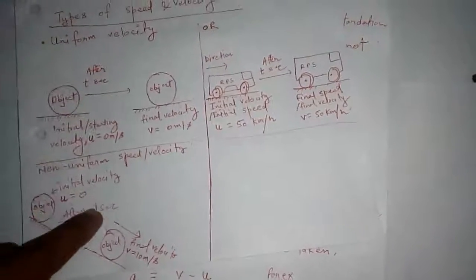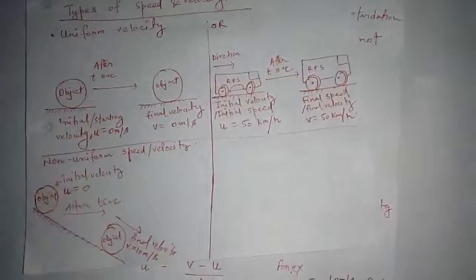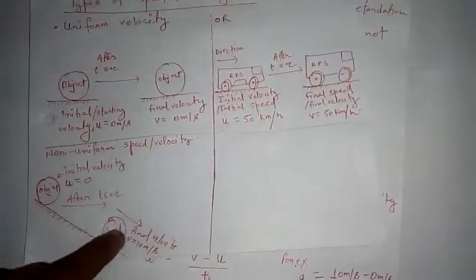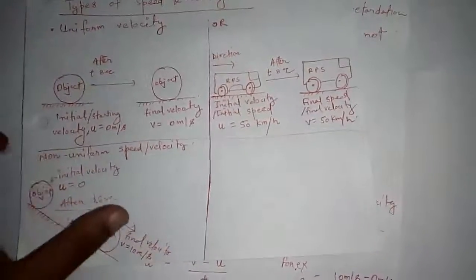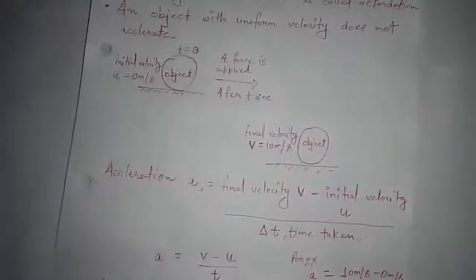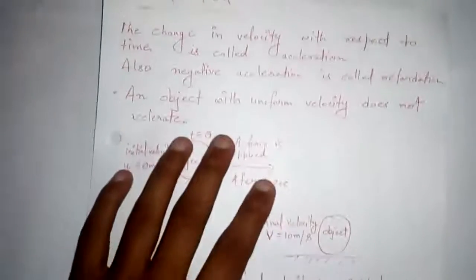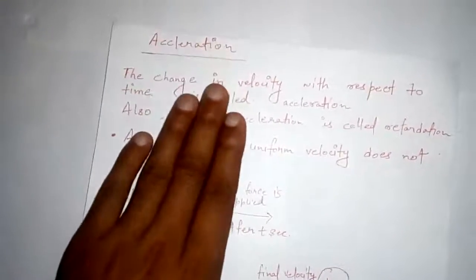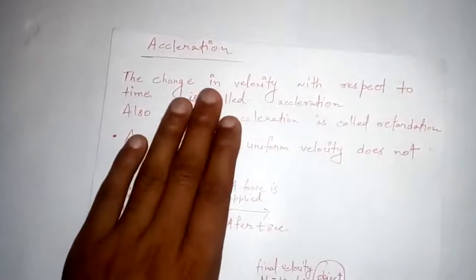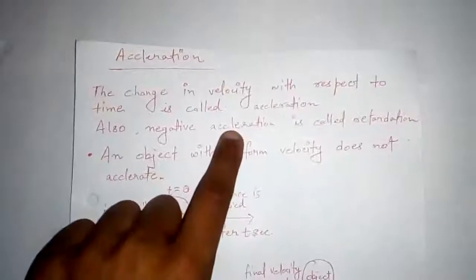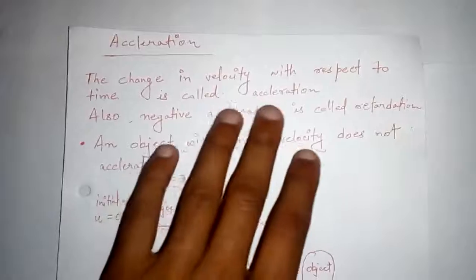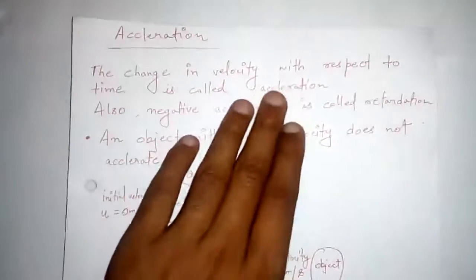We call it uniform velocity. But in the latter example that I gave you, this object was changing its velocity with respect to time. So in this topic we'll be talking about acceleration. Here acceleration comes into play. Now let us discuss what we mean by acceleration. The change in velocity, or the change in speed of an object or a body, with respect to time will be called acceleration.